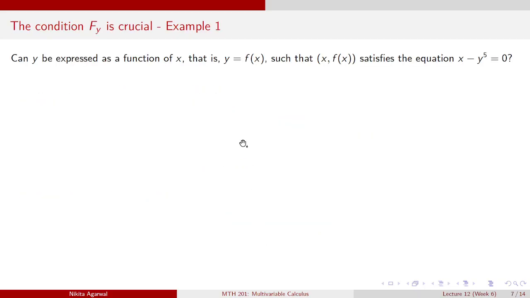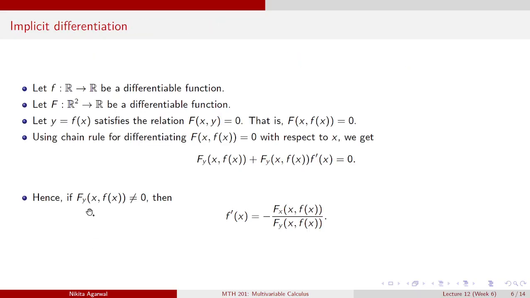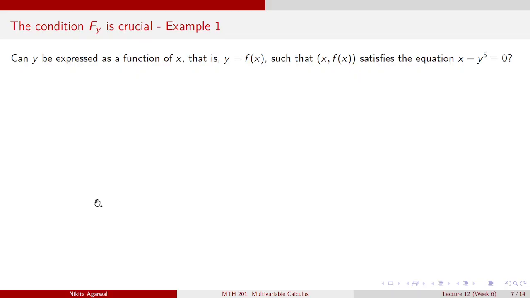So the condition F_y, the last condition that we saw, that it's non-zero at this point, is crucial. So let us see this example. The question is, can y be expressed as a function of x, that is y equal to f(x), such that (x, f(x)) satisfies the equation x minus y to the 5 equal to 0.